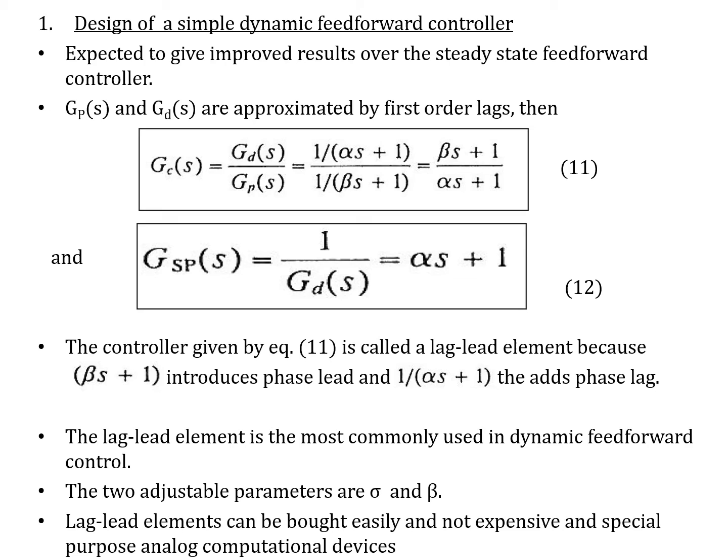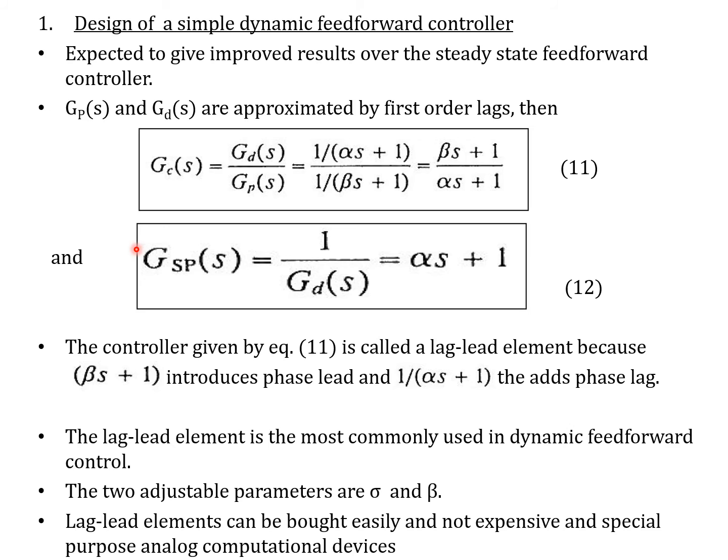And for the dynamic feed-forward controller, it is expected to give a better result because it's a more dynamic system, but you can approximate by first order lag. You can just put in terms of first order lag for GD and GP, and you get this. So you can just tune beta and alpha. This is a practical implementation. I mean, you can buy it in terms of hardware. Just need to tune the gains. If you want the real one, we implement what we've seen before, the equation, put into the computer, calculate. But if you want a practical system, you can just design using this.